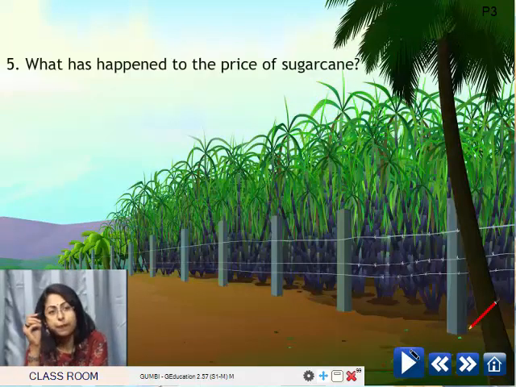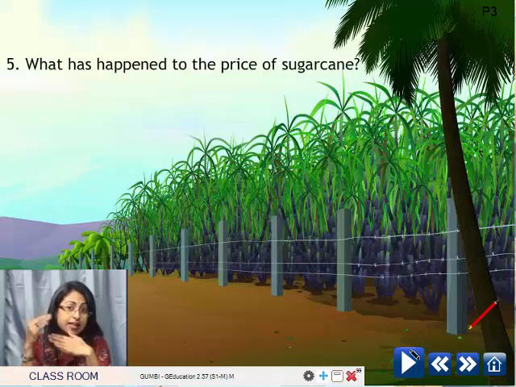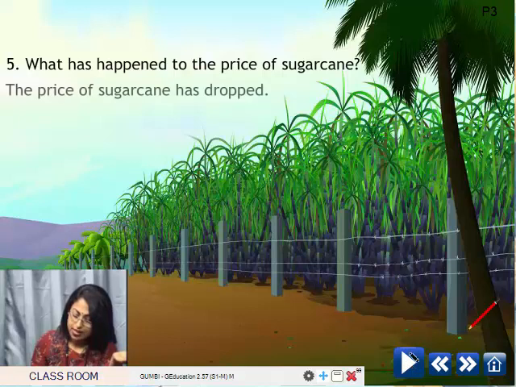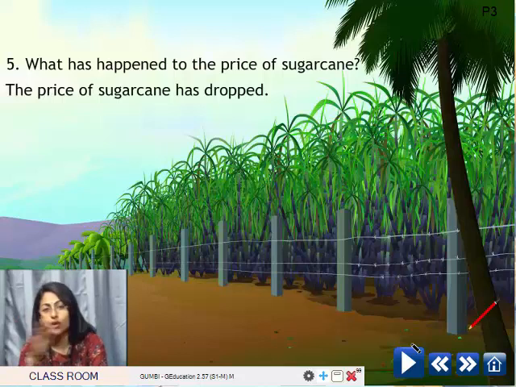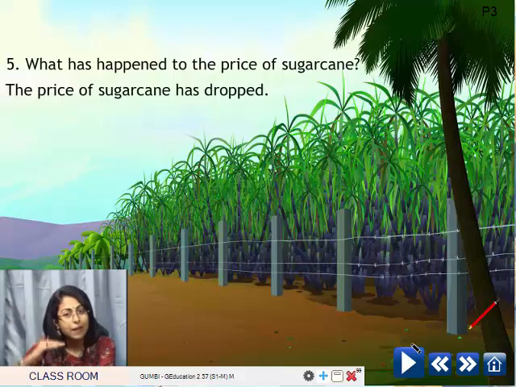What has happened to the price of sugarcane? The crops were destroyed because of the heavy rains. So what has happened? Has the price gone up or has the price gone down? What's the answer? The price of sugarcane has dropped. Correct. That's the right answer. Because of heavy rains, all the crops were destroyed, and that's the reason the price of sugarcane has fallen down. Very good, students.